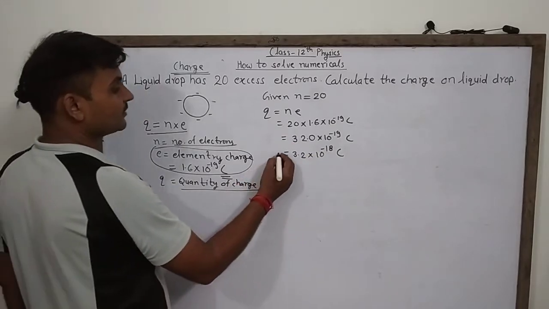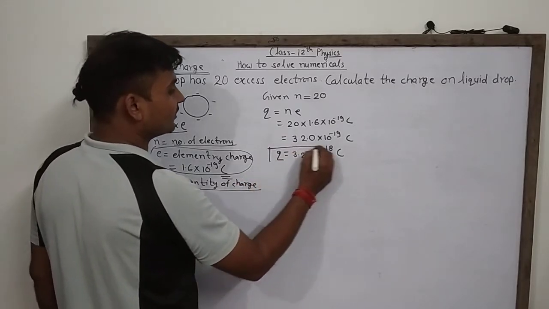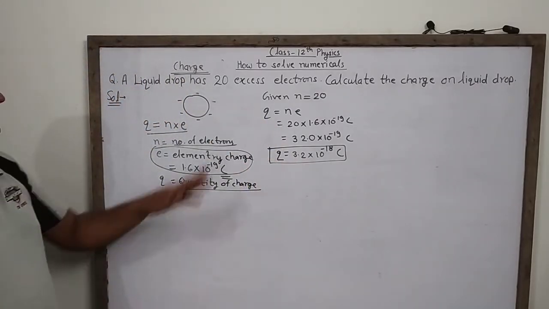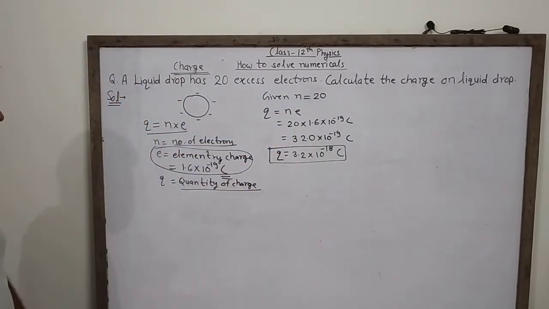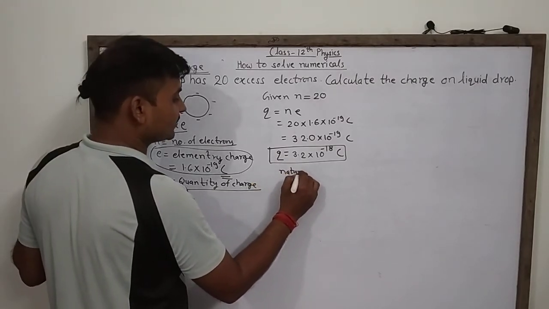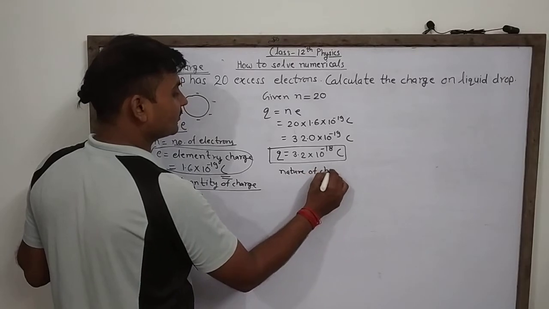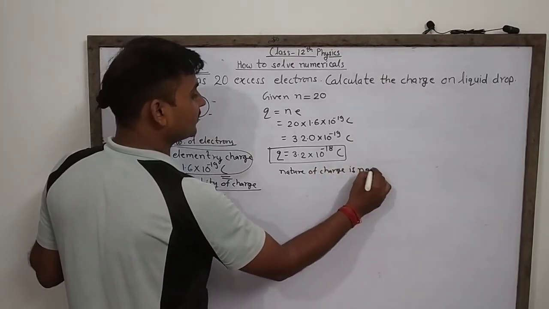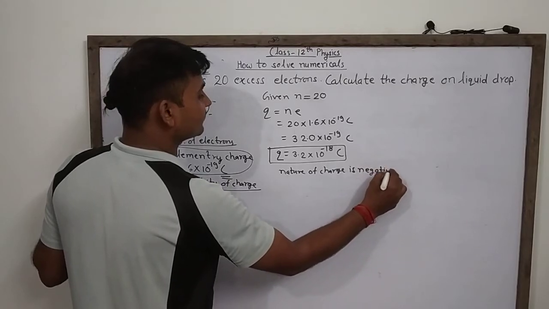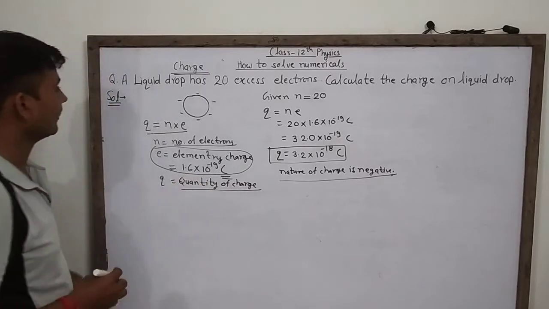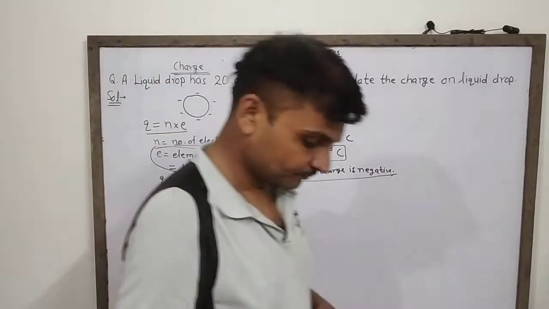This is the charge acquired by the oil drop when it has 20 excess electrons, and the nature of the charge is negative. Why is it negative? Because it has excess of electrons. Note this down.